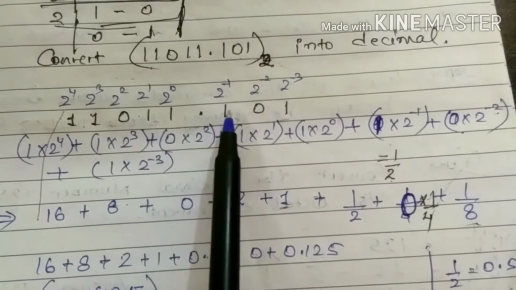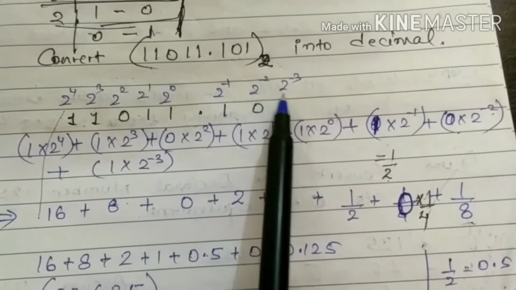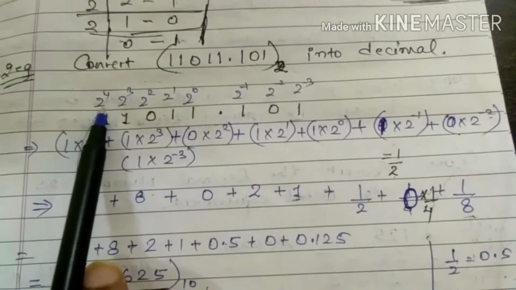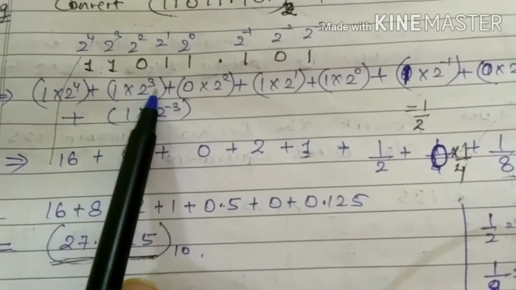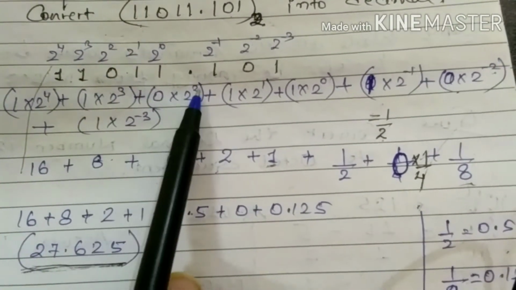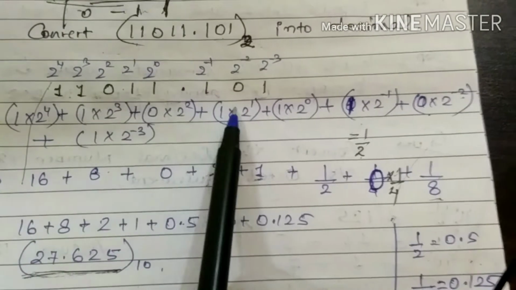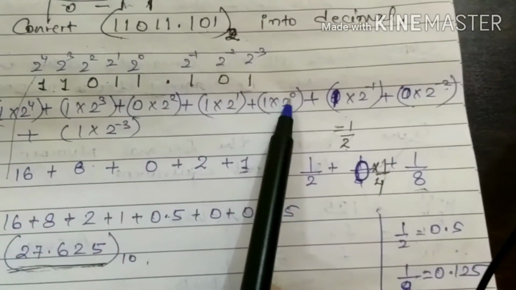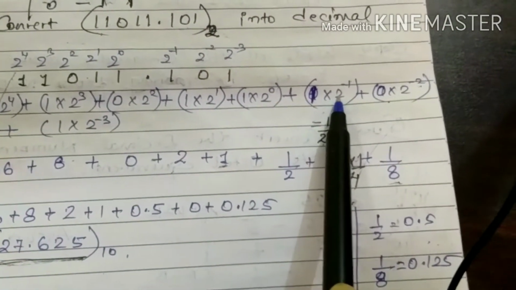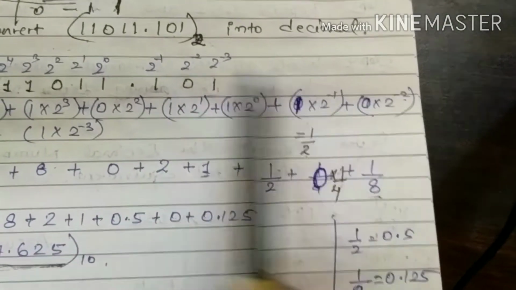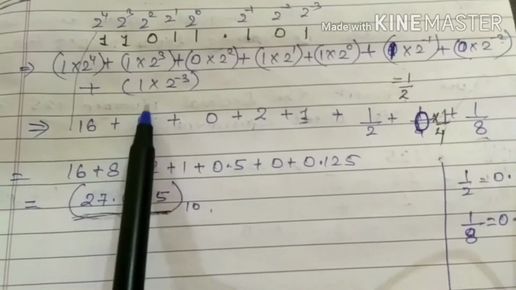You know now, tenths, hundredths, thousandths. So that's why it is like that only. 2 raised to power minus 1, 2 raised to power minus 2, 2 raised to power minus 3. Simply what you have to do is multiply: see what we have done, 1 into 2 raised to power 4, 1 into 2 raised to power 3, 0 into 2 raised to power 2, plus 1 into 2 raised to power 1 plus 1 into 2 raised to power 0 plus, now comes here, 1 into 2 raised to power what? Minus 1. 0 into 2 raised to power what? Minus 2. And last is what? 1 into 2 raised to power minus 3.